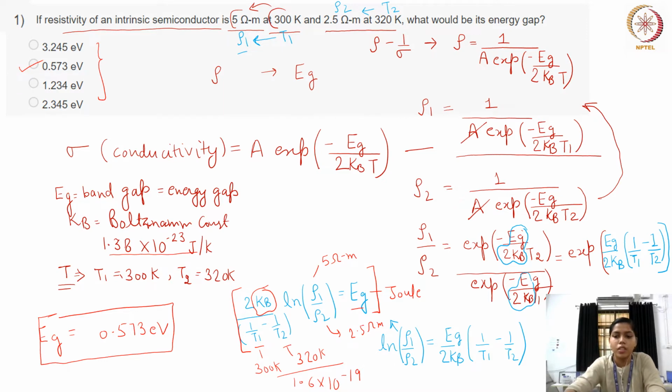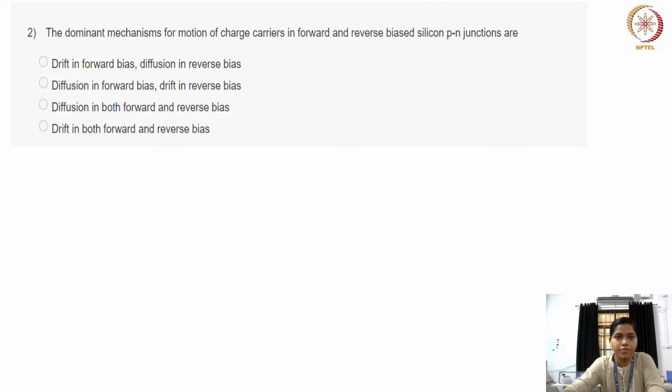Okay, so now let's see the second question. The second question says, the dominant mechanism for motion of charge carriers in forward and reverse bias silicon PN junction. So now let's see a PN junction, how we form a PN junction.